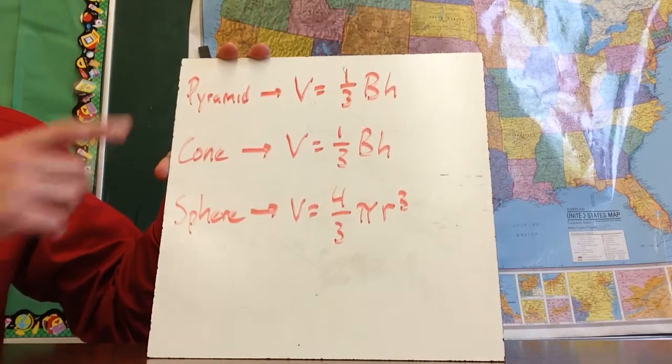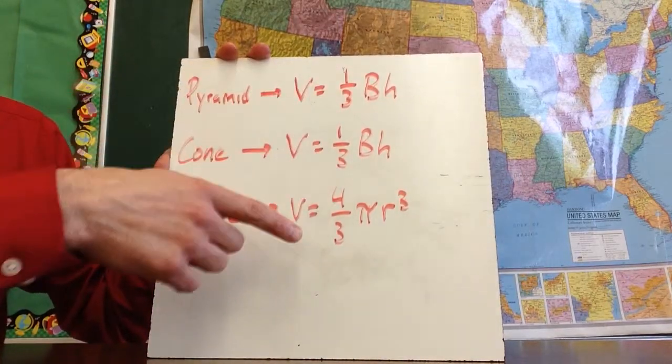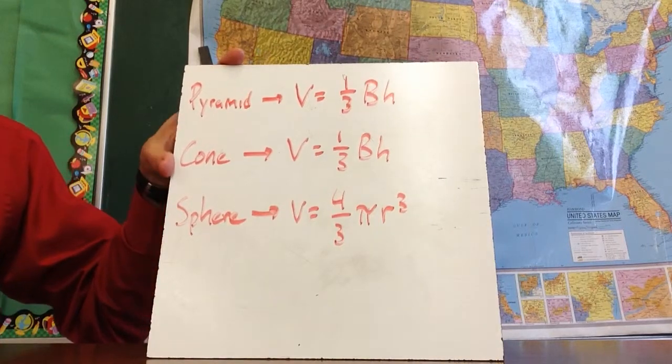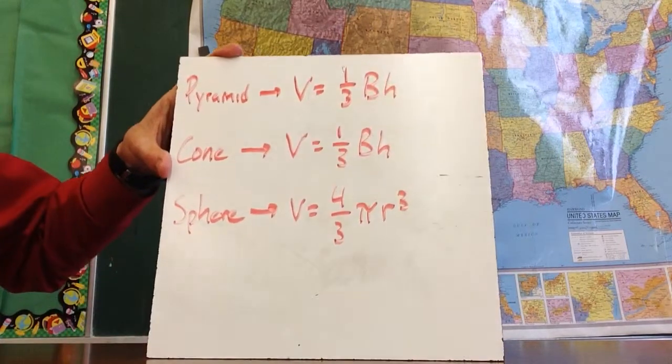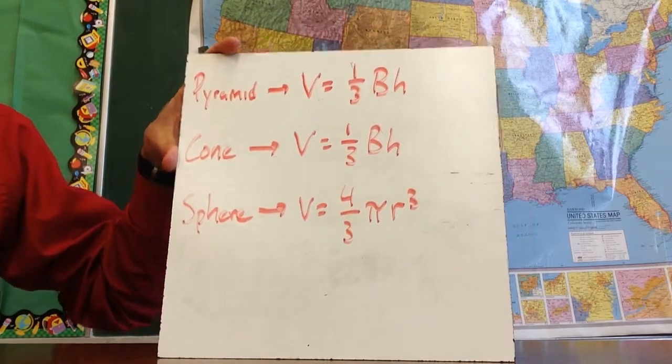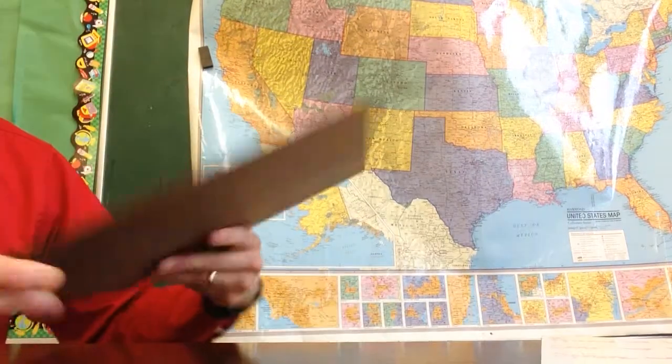So just be careful that you make sure that you get these fractions, okay, as well as any exponents that you might need. We'll come back and take a look at this in just a moment, but we're going to start by looking at a pyramid. So we're looking at volume equals 1/3 area of the base times the height.